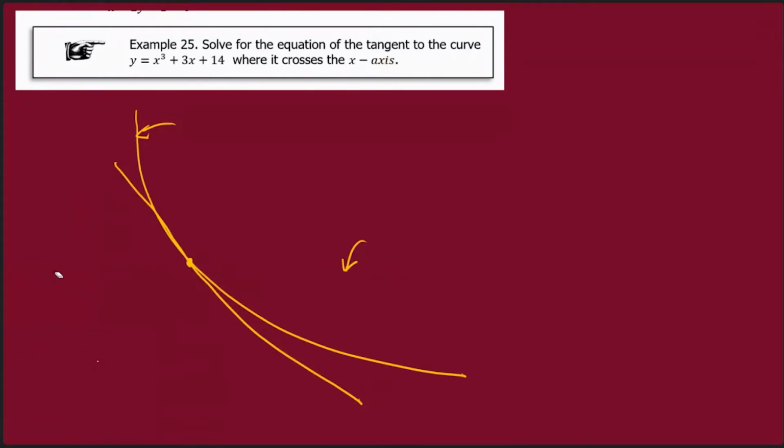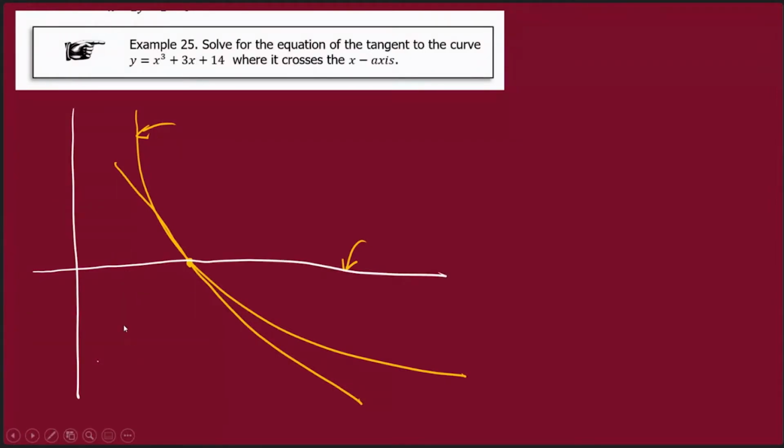Okay, let me erase. Okay, this is your x-axis and you have there the y-axis. Okay, we are to determine the value of the point. We are to determine kung hain ito nga point. Okay. Paano natin madidetermine ito nga point?